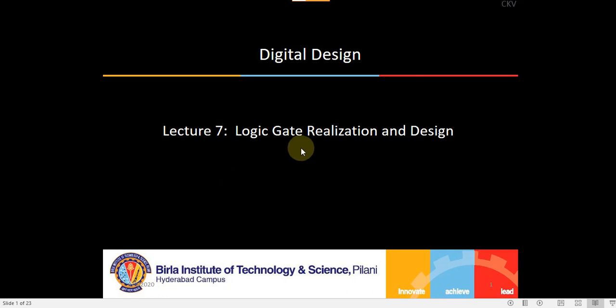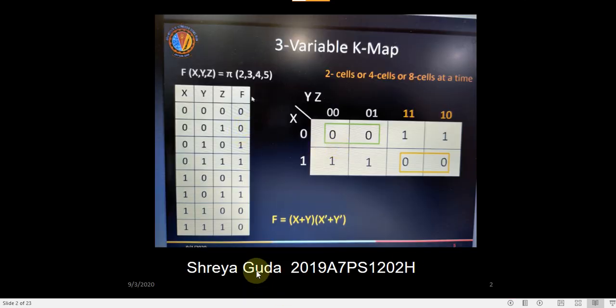Okay, so today we will start with lecture 7, which is logic gate realization and design. Till now we saw how to simplify the Boolean expression based on algebraic manipulation as well as K-map. Now finally, whatever the function is, we need to realize it in hardware, right? So we will see how that is done. Before that, let me just tell you.